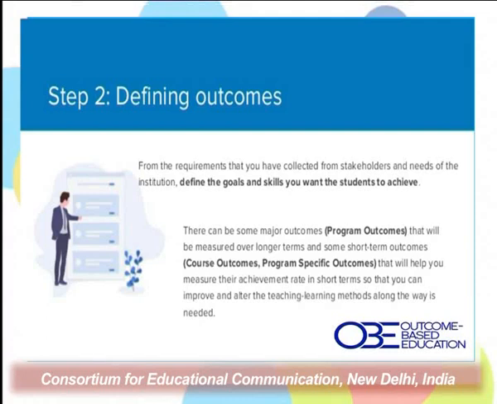There can be some major outcomes, that is the program outcomes, that will be measured over the longer term, and some short term outcomes, that is the course outcomes and the program specific outcomes, that will help you to measure the achievement in the short term, so that you can improve and alter the teaching learning methods along the way as needed.